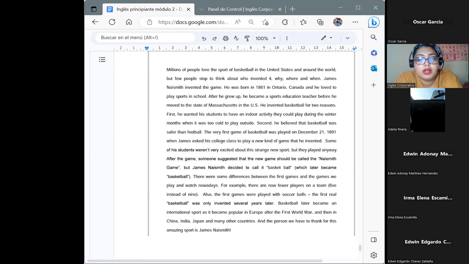Él inventó el básquetbol por dos razones. Number one, he wanted his students to have an indoor activity they could play during the winter months. Él deseaba, ¿verdad?, que sus estudiantes pudieran jugar o practicar un deporte que estuviera dentro de un salón, dentro de un lugar específico, cuando fuera la temporada de invierno. And the second thing, he believed that basketball was safer than football. Él pensaba que este deporte iba a ser mucho más seguro que el fútbol.